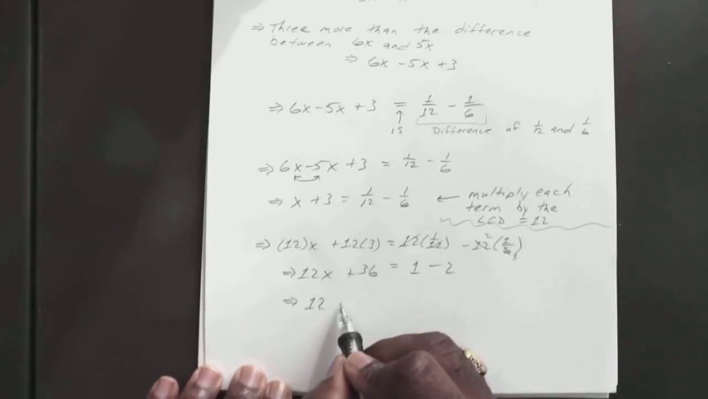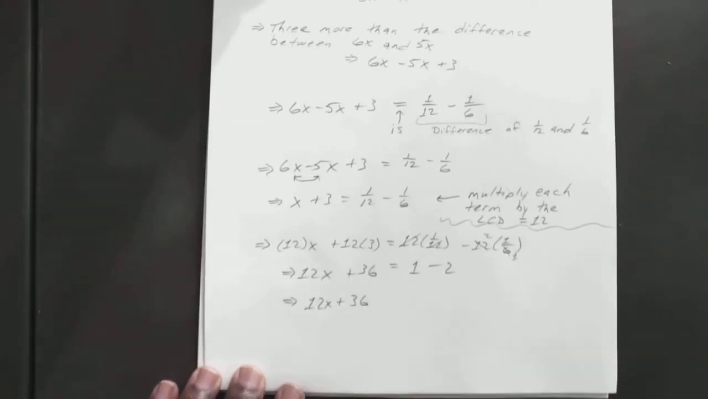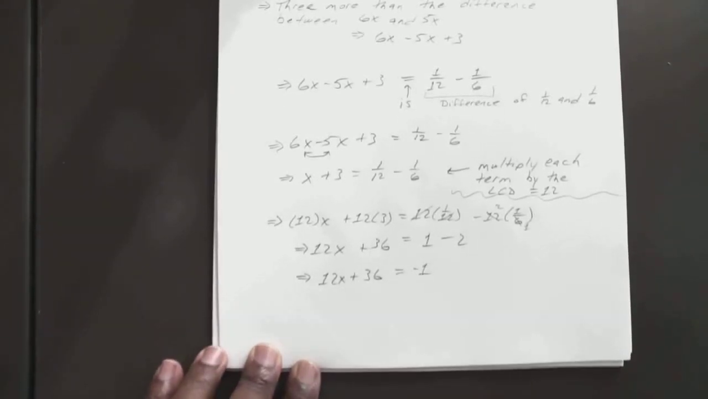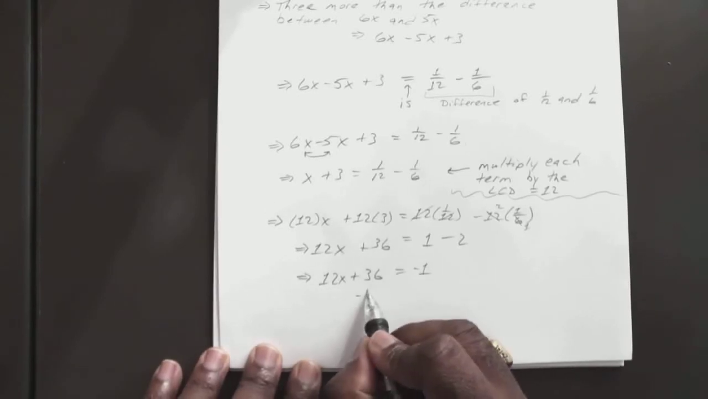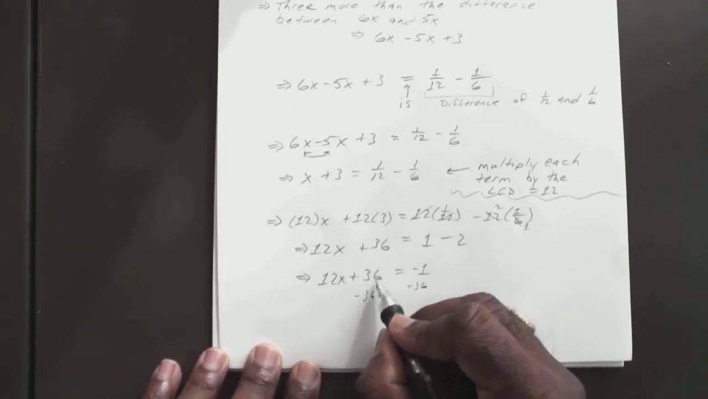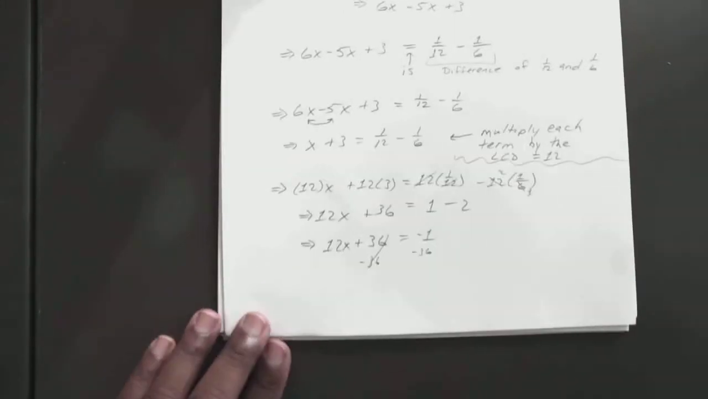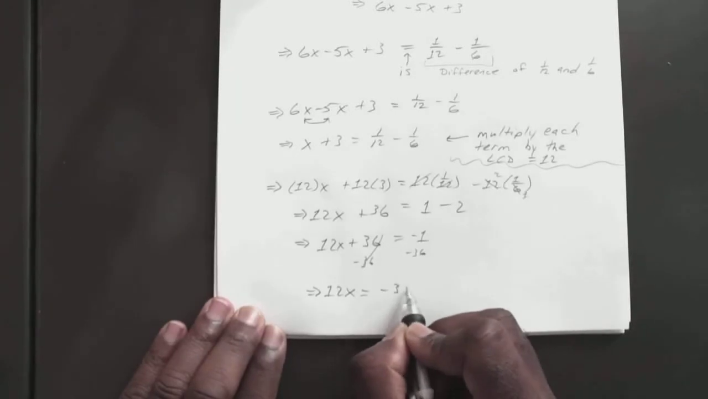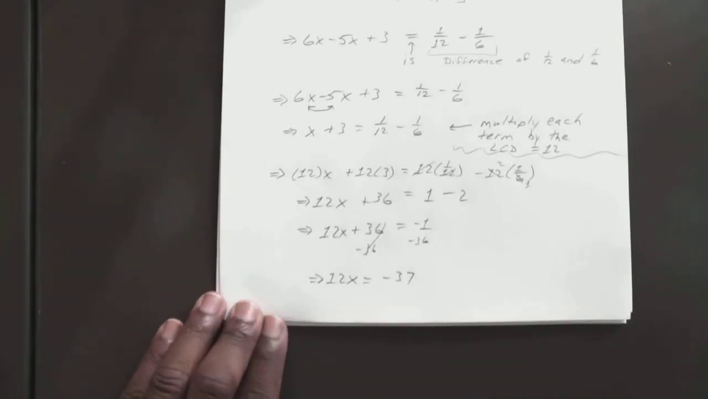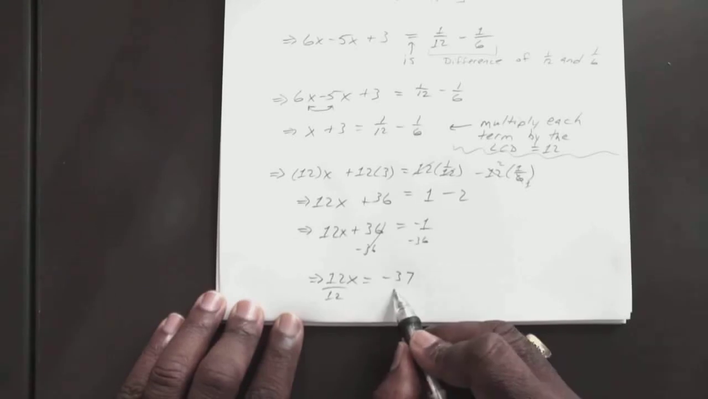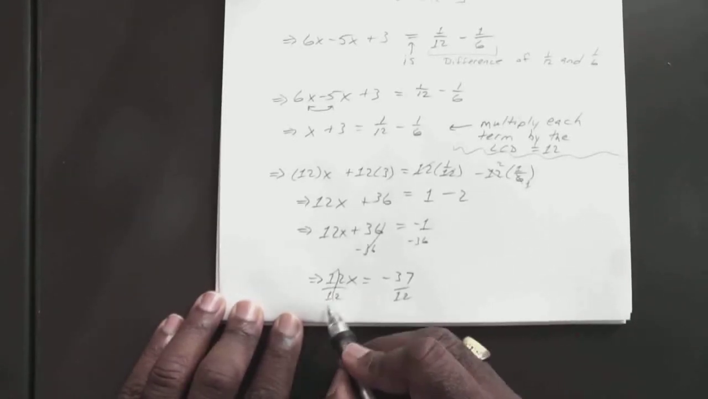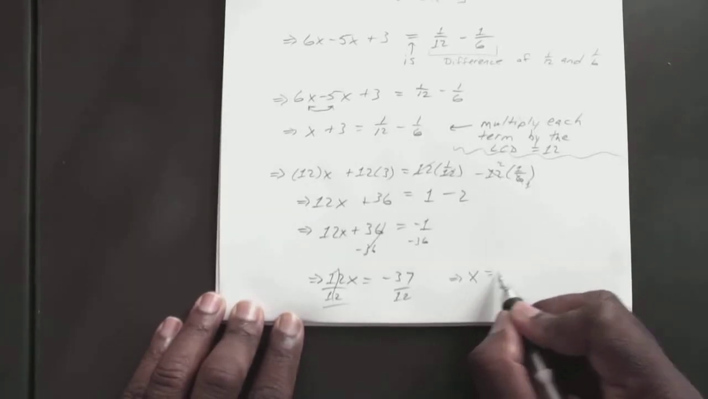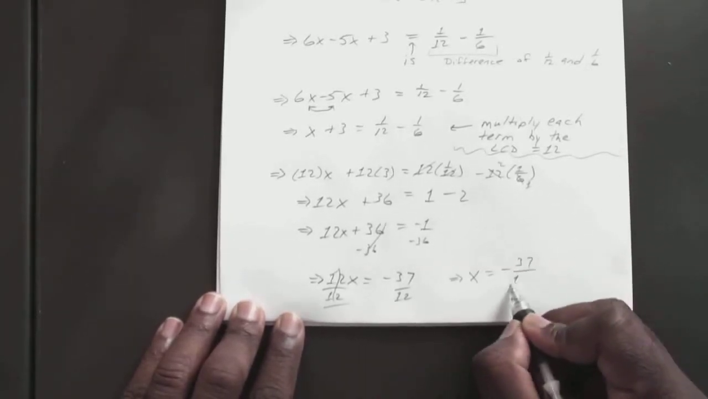Okay, so you have 12x plus 36 equals 1 minus 2 is -1. Subtract 36 from both sides. So we have 12x equals -37. Divide both sides by 12. Anything divided by itself would just give you 1. So you have x equals -37 over 12.